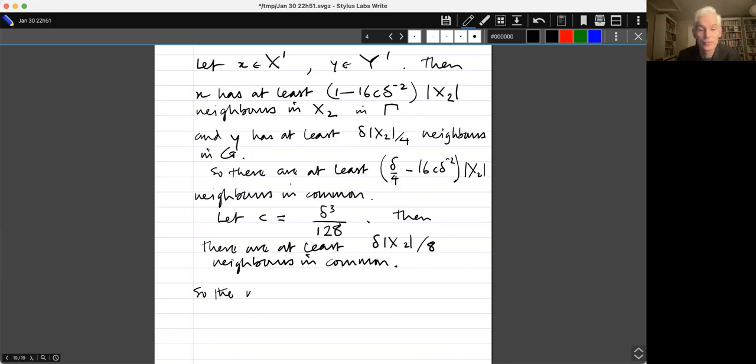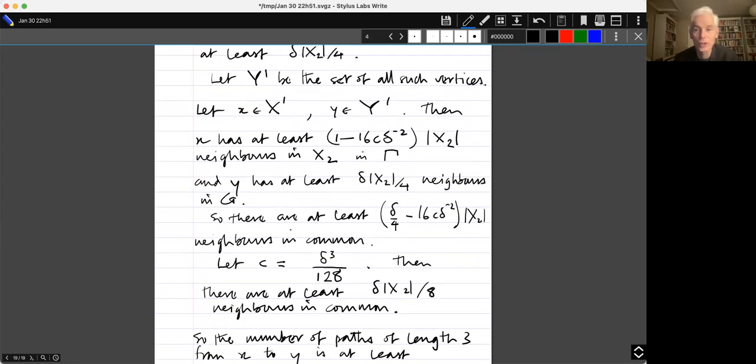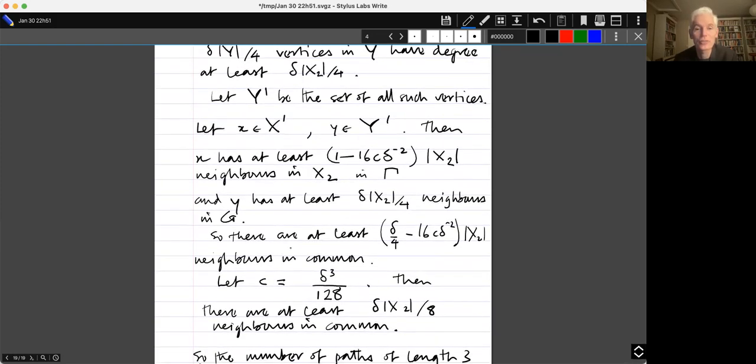So the number of paths, and it would be a little bit ugly, of length 3 from x to y is at least, well, what I'm going to do is I'm going to come from y to one of these common neighbours, and I can do that in at least delta x2 over 8 ways. And now I want to get from that neighbour of y to x by a path of length 2, which will then make up a path of length 3. So how many ways can I get to x?